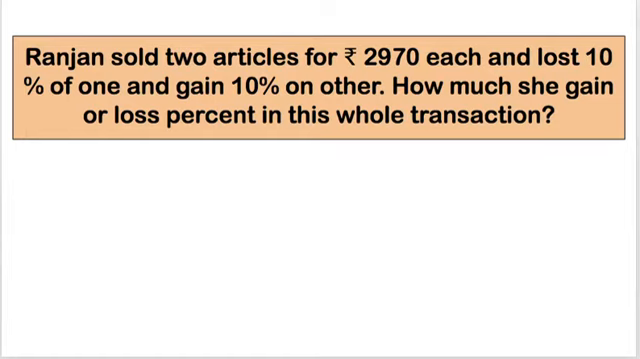Ranjan sold 2 articles for 2970 each. Selling price of 2 different articles is given. One product for 2970, the other product for 2970. And lost 10% on one and gained 10% on the other. मतलब 2 articles थे, A and B. The selling price of both is the same, but there is a gain on one and a loss on the other, and the loss and gain percentage is the same for both. How much is the gain or loss percentage in the whole transaction?